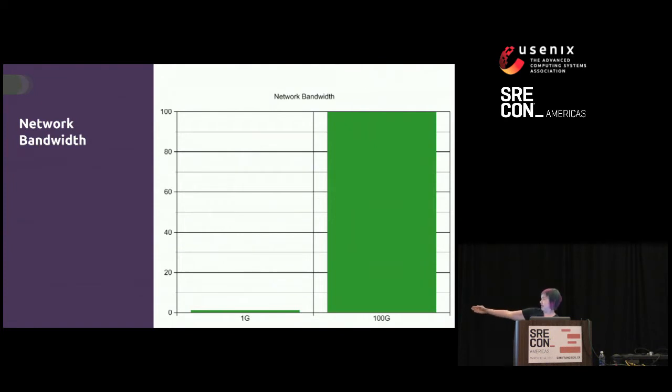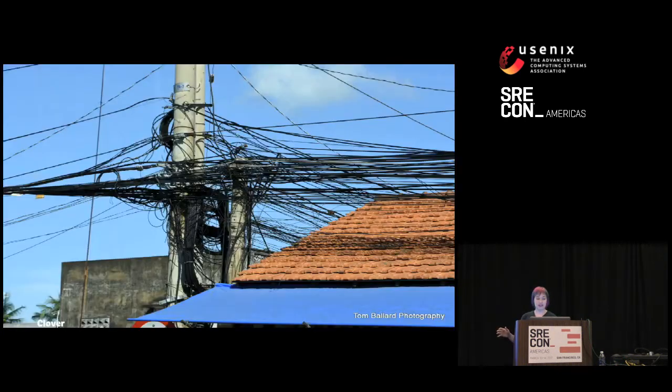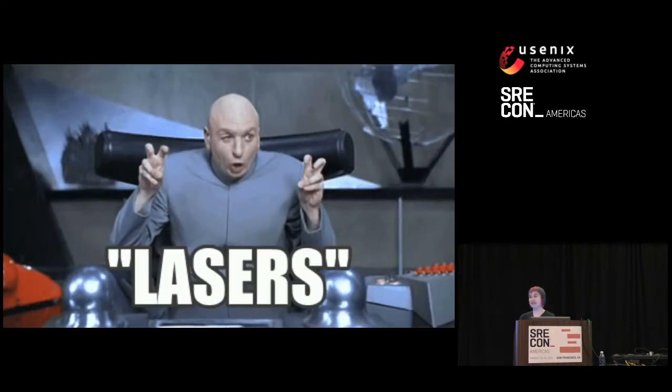So seeing the scale, 1 to 100 gigs, how do we manage to get all the data from one place to another without making this huge messy tangle of wires? The answer? Lasers. We use laser beams. With lasers, we can put a lot more bandwidth onto a single cable.